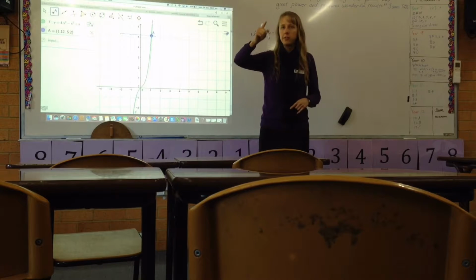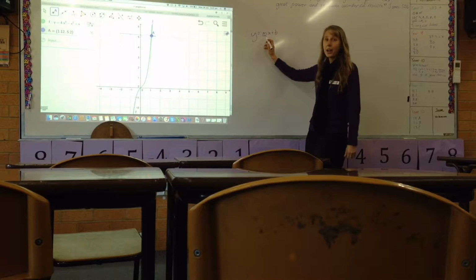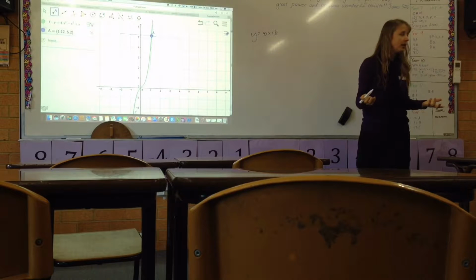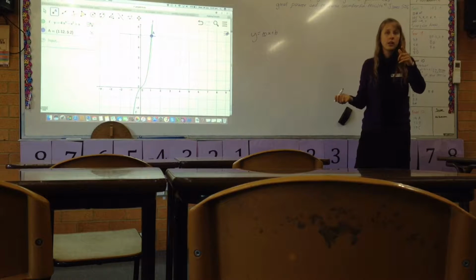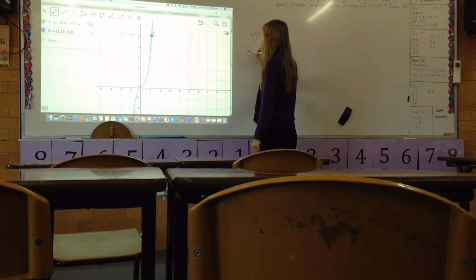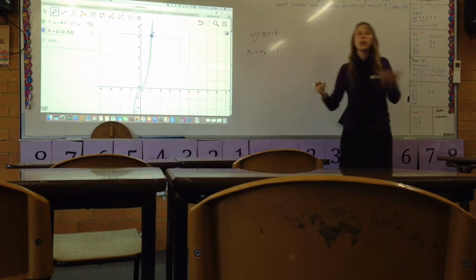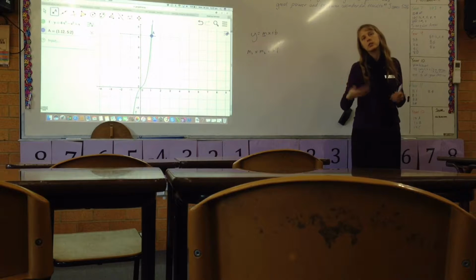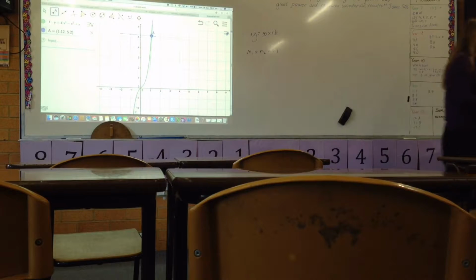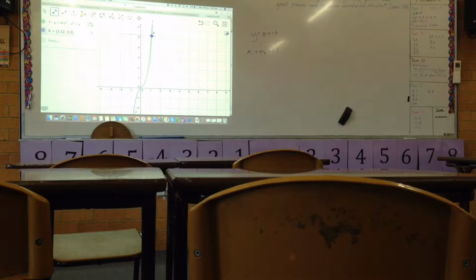Let's just think about this. If it's perpendicular and we know the gradient, how do you find the gradient of a perpendicular line? Negative reciprocal, or we might remember m1 times m2 equals minus 1, which another way to do it in practice is do the reciprocal and change the sign. Excellent. Come back to our notes and let's see what it says.